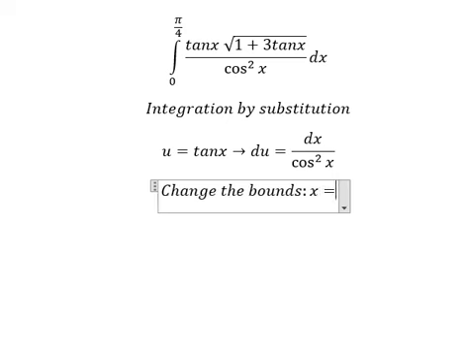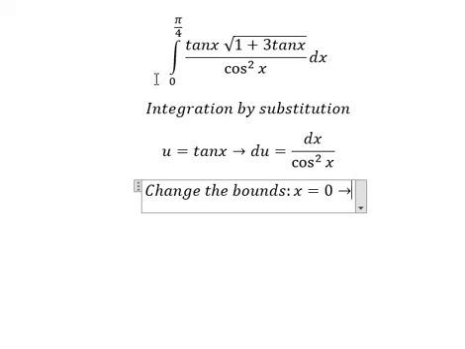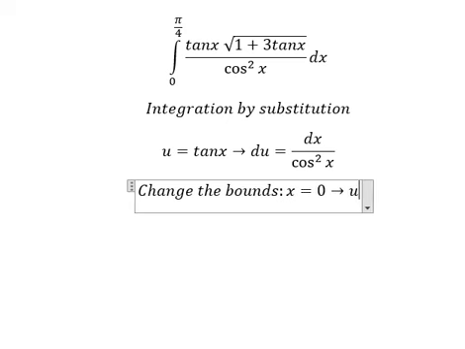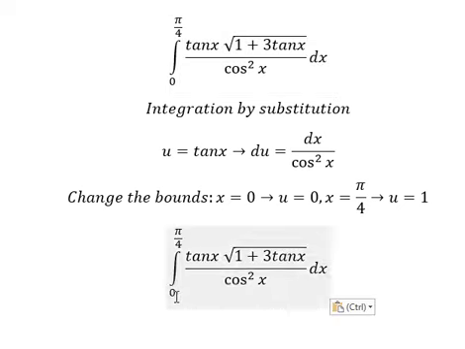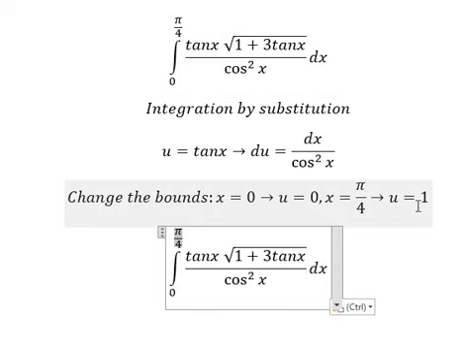When x equals 0, we put 0 in here, so we have u equals 0. When x equals pi over 4, we put this one in here, so we have u equals 1. So 0 we keep the same, pi over 4 becomes 1, tan x becomes u, and dx over cosine x squared becomes du.